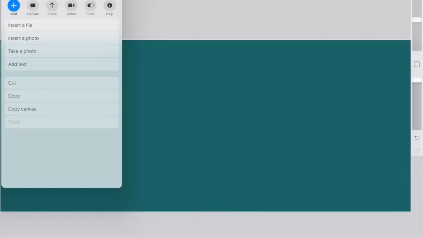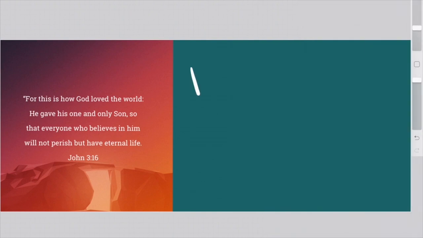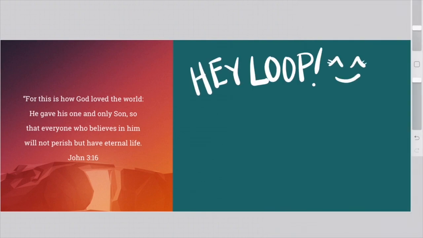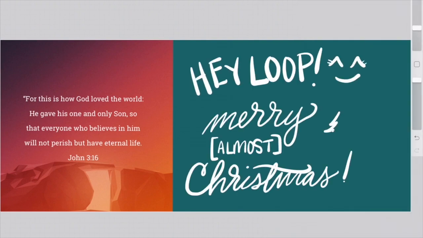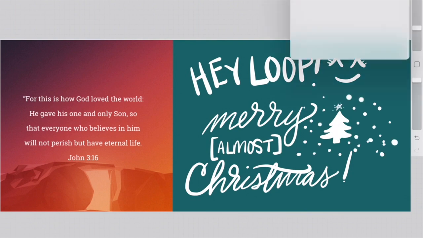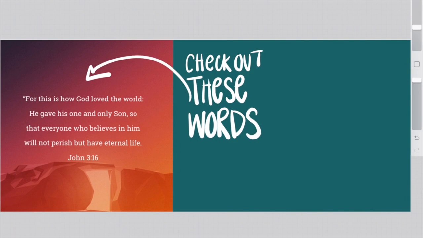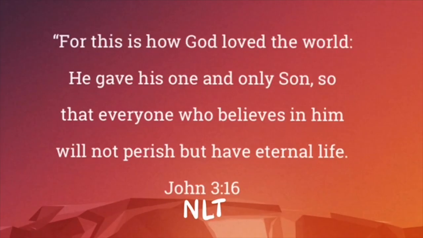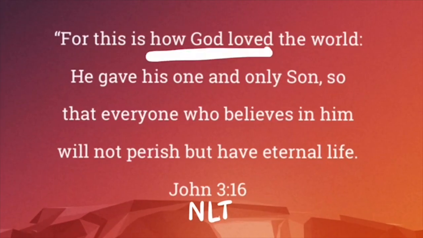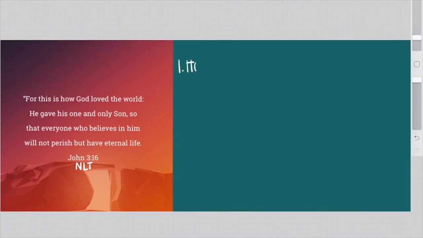Let's go to Leslie. For this is how God loved the world. He gave his one and only son so that everyone who believes in him will not perish, but have eternal life. Let's take a closer look at these words that you've probably heard before. I mean, it's basically the most quoted verse of the Bible. See, in one short verse, this is what we learn: how God loves us and how we can respond.